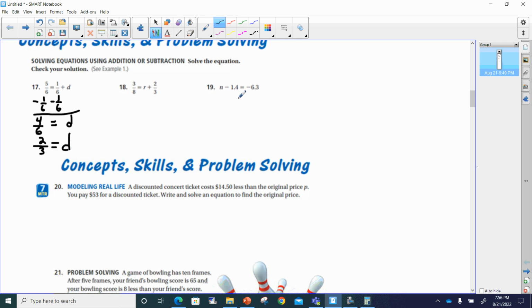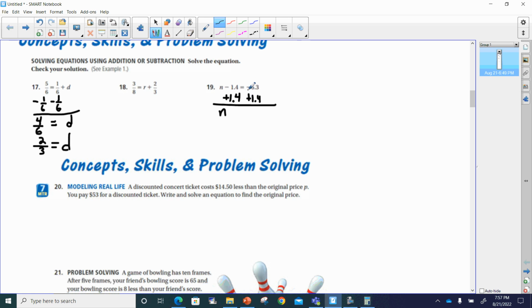All right, number 19, same thing, but using decimals. I've got a negative 1.4. I'm simply going to add 1.4. I'm doing this once again to get n by itself. Whatever I add to one side of this equal sign, I have to add to the other side. So I'm going to add 1.4. I'm going to line up my decimals here.